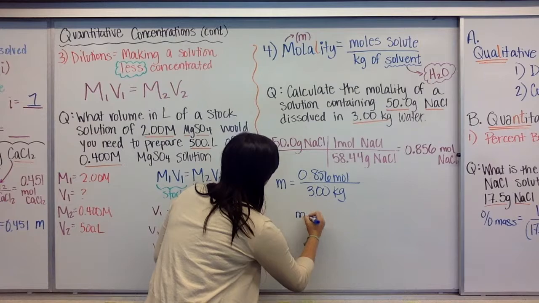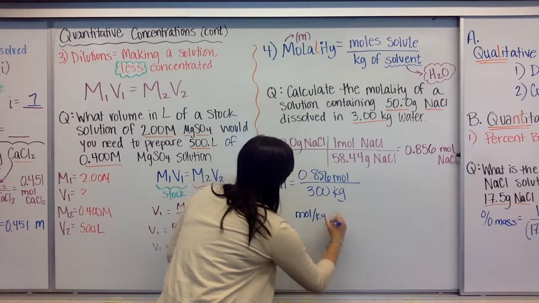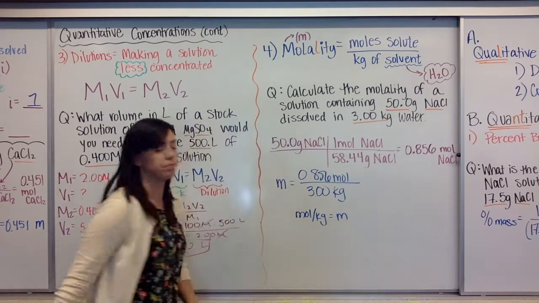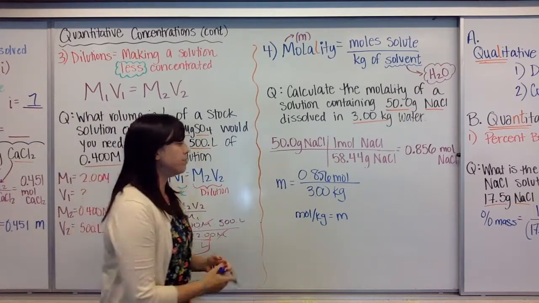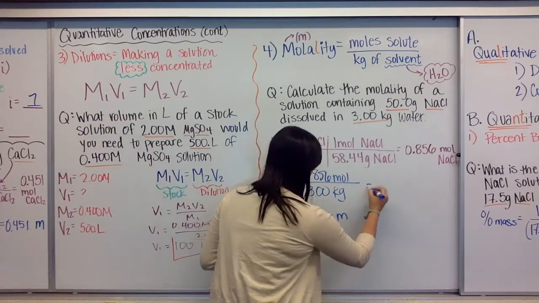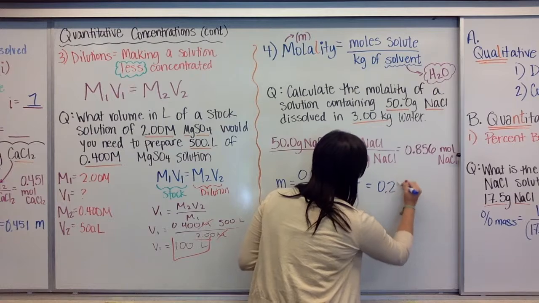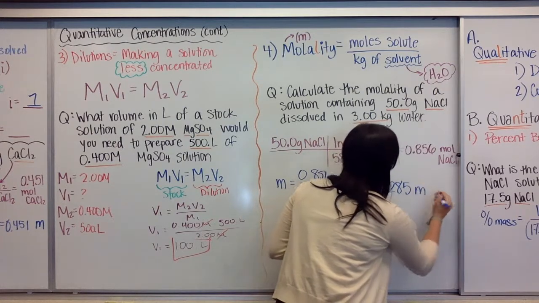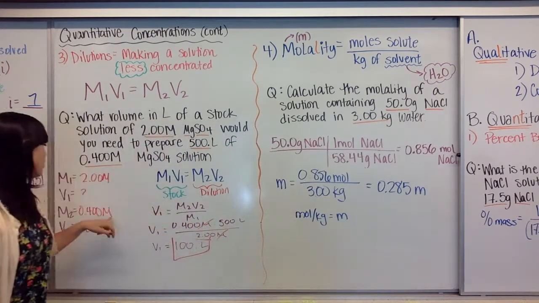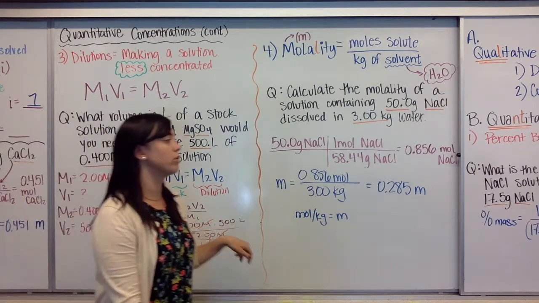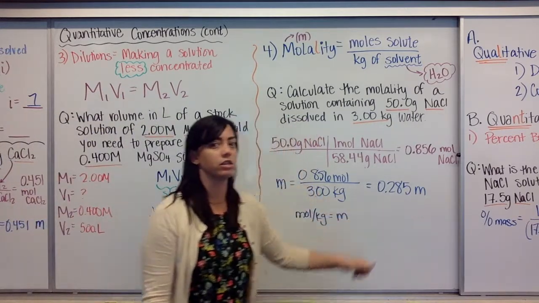So moles per kilogram equals a little m, basically. And this is equal to 0.285 little m. Just like this was referred to as molar, this is referred to as molal, okay? And it is our molality.